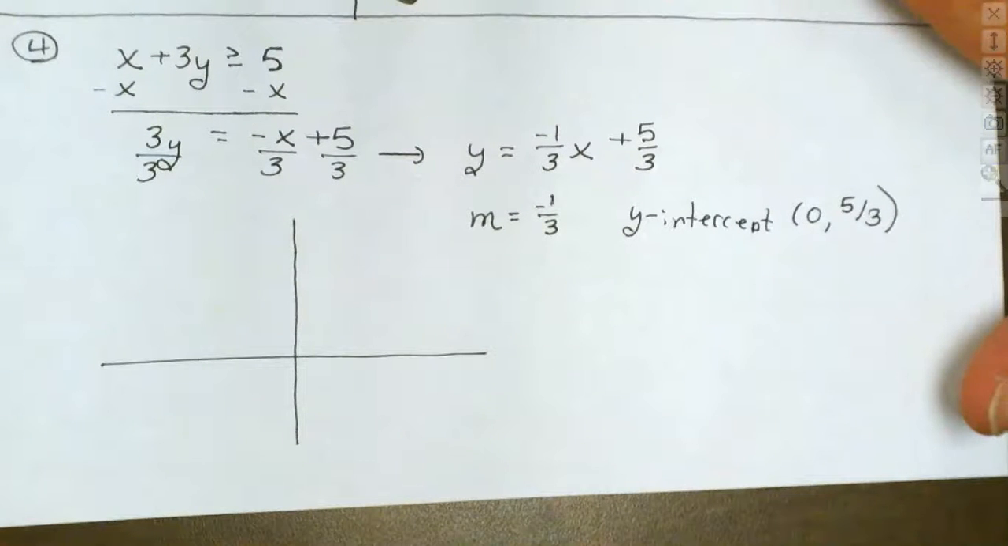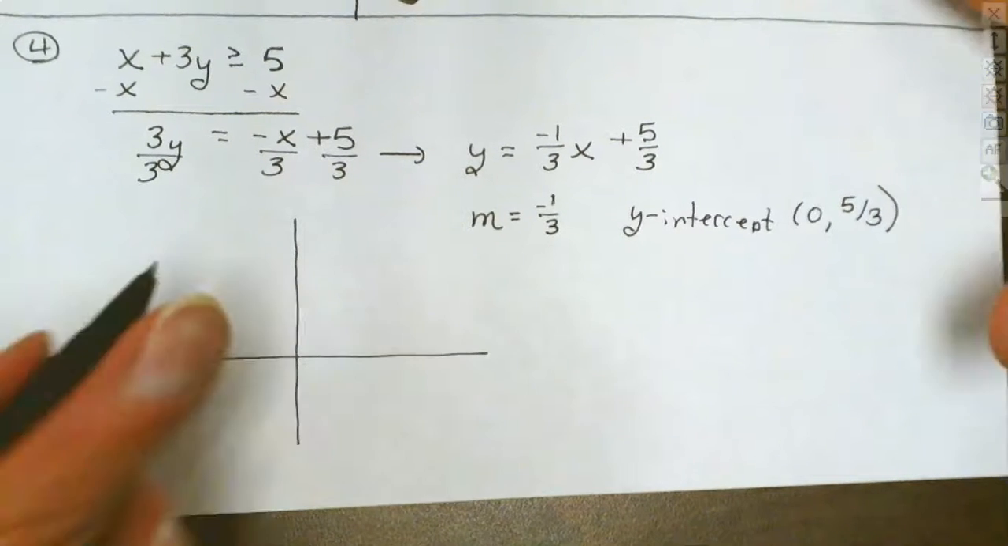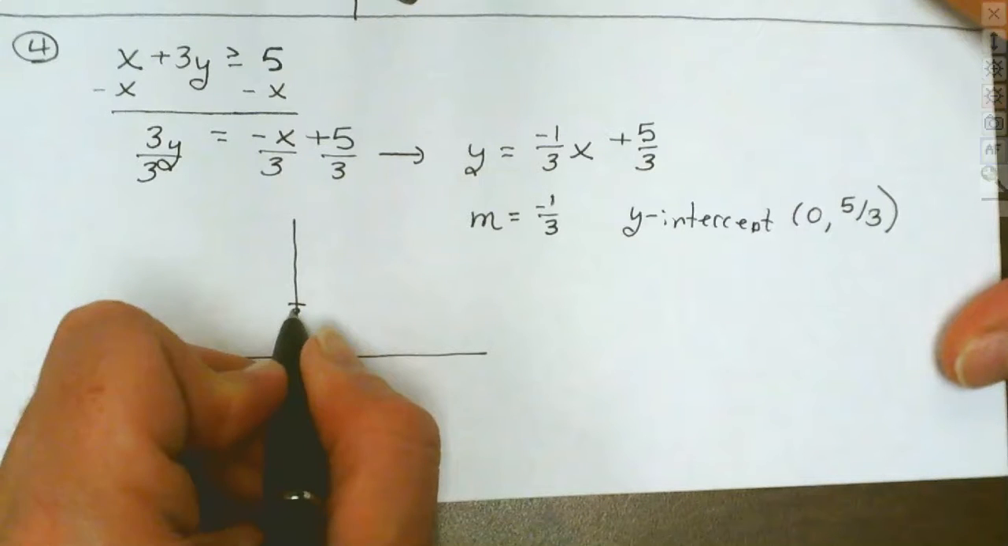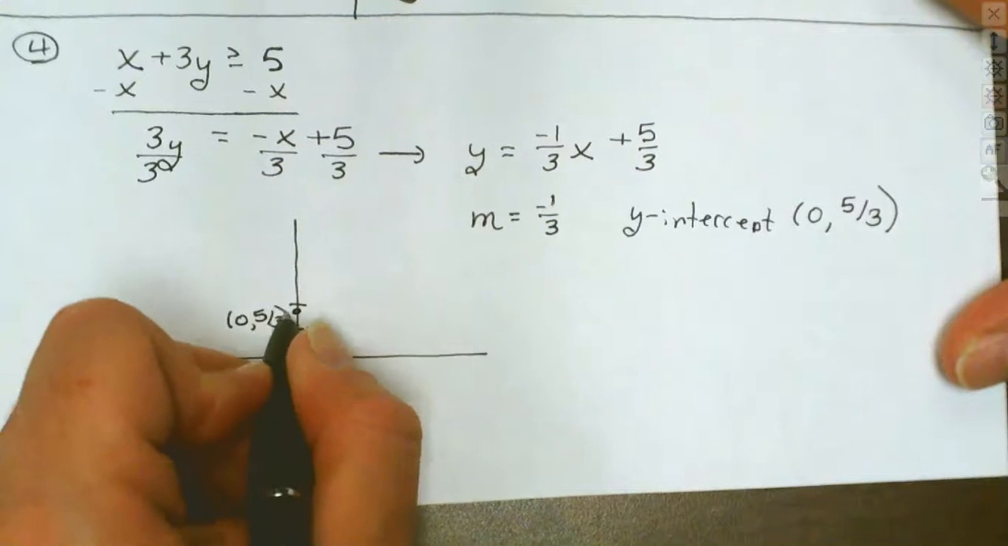So we're going to start up 5/3. Now, what is 5/3 as a decimal? Well, 6/3 would be what? 6/3 would be 2. So 5/3 is a little bit over 1.5. It's close to 2. So that's going to be up about 2 units. So we'll put that 0, 5/3 right there.